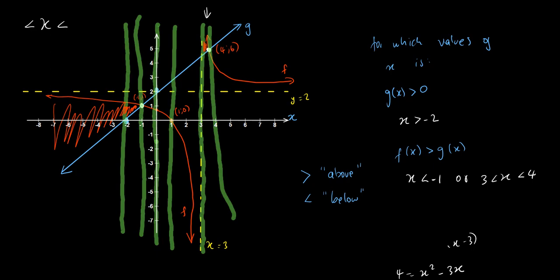Right? Where is f of x less than g? Well, this means where is g above f, or f below g? So let's look at it. Look at g. It is above here, and then also g is above here. So it's also two regions, right?